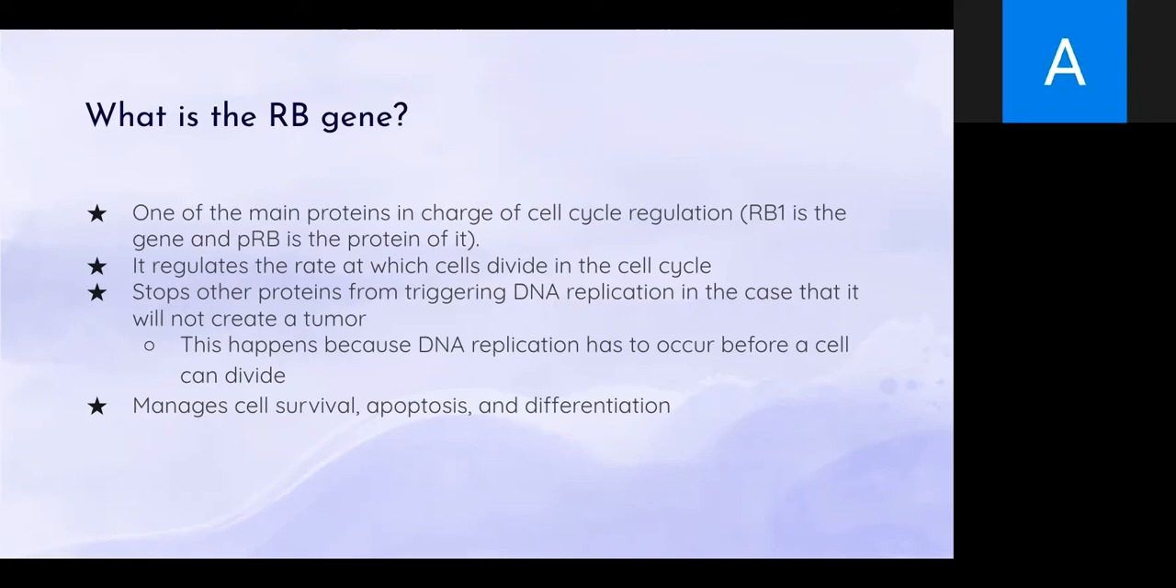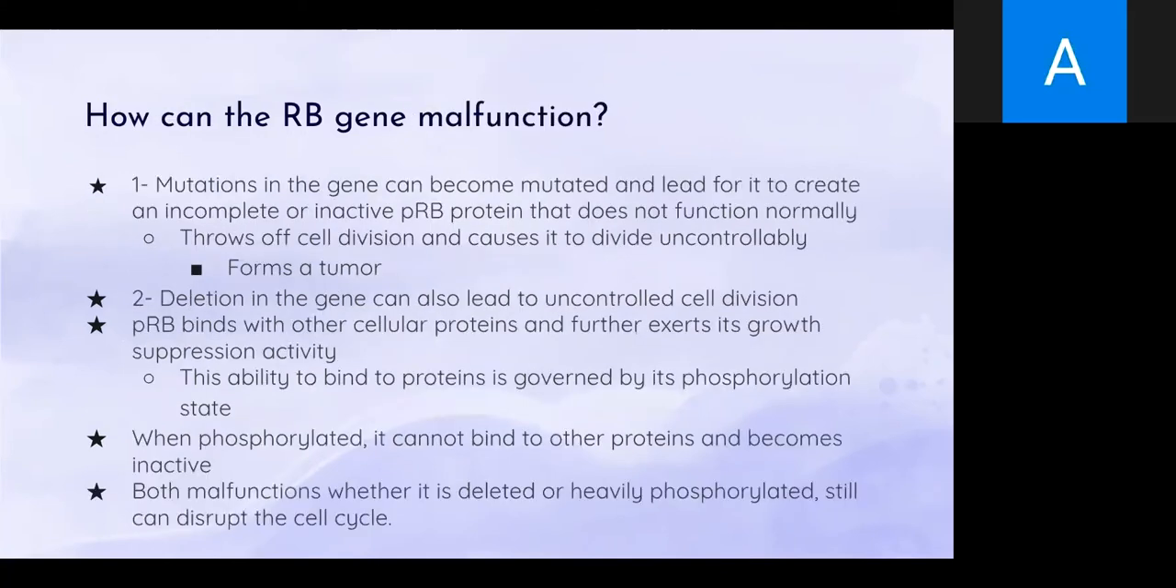And the RB1 gene is in charge of that, and it regulates that. So if you don't have proper DNA replication going on before a cell divides, many problems can happen. Also, the RB1 gene manages cell survival, apoptosis, and differentiation, which are all important factors contributing to cell growth and further on cell division.